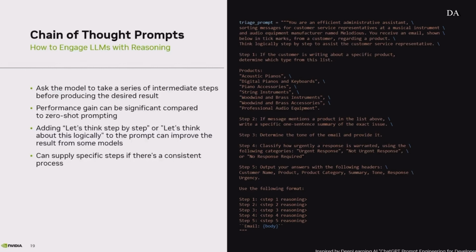This is called a chain of thought prompt in the sense that we're asking a large language model to reason through a process step by step. Certainly adding something like "let's think step by step" or "let's think about this logically" into your prompt has been shown to improve the result from some models of large language model. Definitely worth trying. And you can supply those specific steps if there's a consistent process that you need to have your large language model run through. In our case, indeed, it was sorting through a big pile of email.